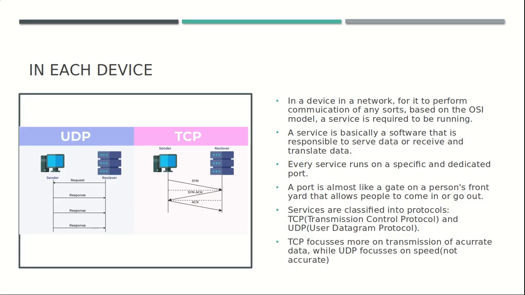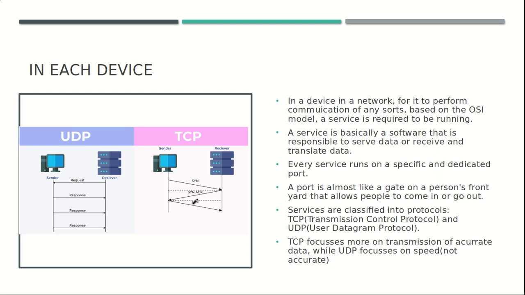Now let's talk about what's happening on each device. Each and every device will have what is known as a protocol. A protocol is almost like a rule book that explains how the data should be transmitted. Yes, we know how the transmission works, thanks to the OSI model, but how should it be transmitted? That is best explained by these protocols. There are two types of protocol, UDP and TCP. UDP stands for the User Datagram Protocol, and this cares all about speed.